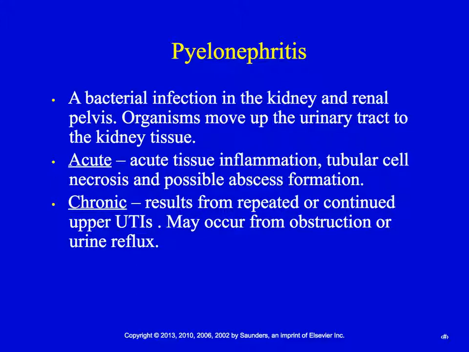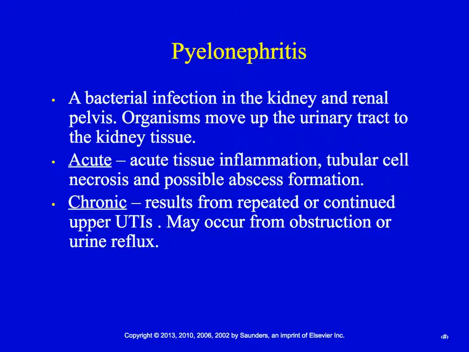Acute is, of course, tissue inflammation. A lot of times this is caused by a urinary tract infection that has been untreated, that maybe started in the bladder, which would be cystitis, and has moved its way up to the kidneys. And maybe it's because that cystitis was not treated appropriately or wasn't identified early, so now the urinary tract infection has traveled up to the kidneys.